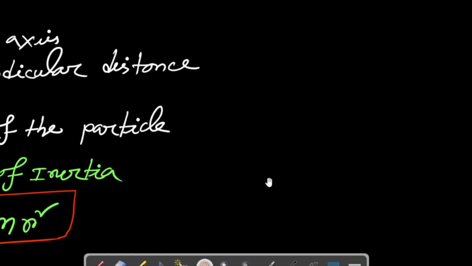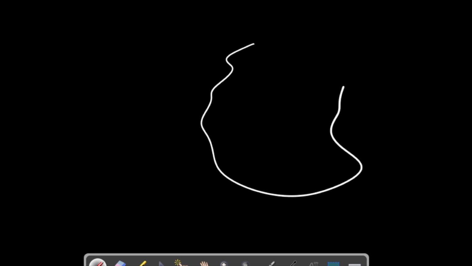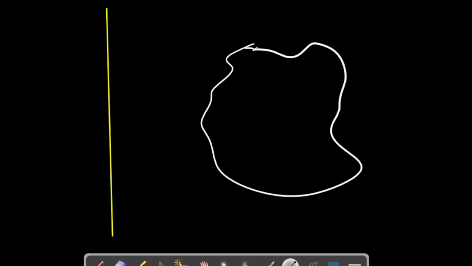Suppose this is an object of irregular shape. How can we find its moment of inertia? If this object rotates around an axis, suppose this is the rotational axis, and the rotational axis is x prime.